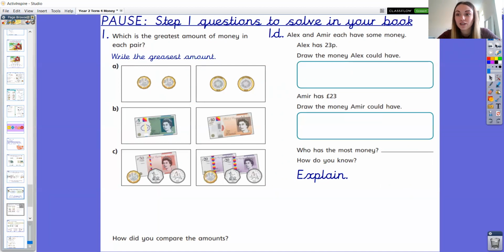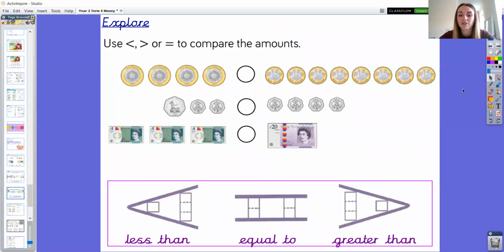Well done, Year 2. I'm really proud of you. Okay, let's have a look at exploring step 2 together. It says use less than, greater than, or equal to compare the amounts. So what I'd like you to do is pause the video here and first of all, find the total on either side and then compare the amounts using the inequality symbols, okay? Or it could be equal to.